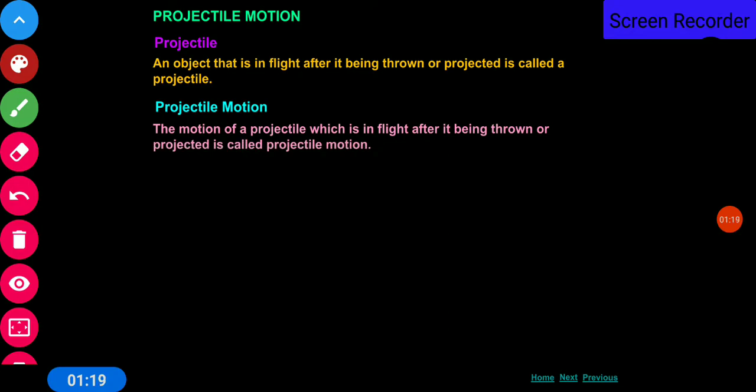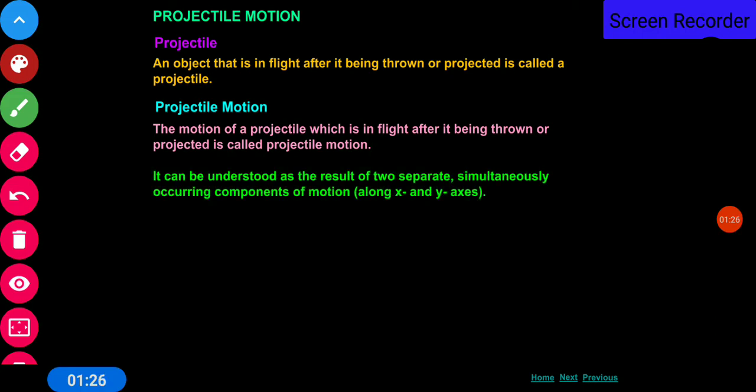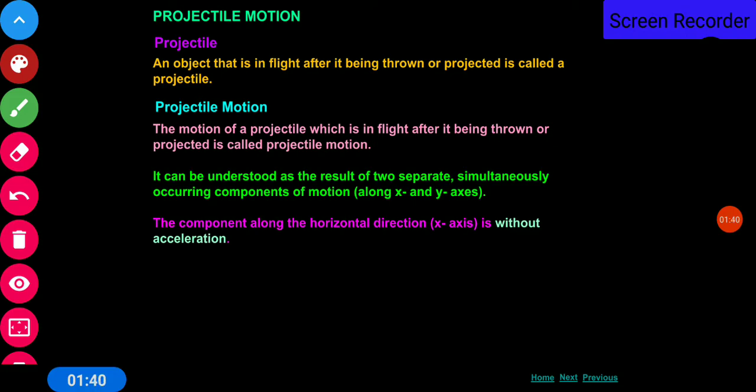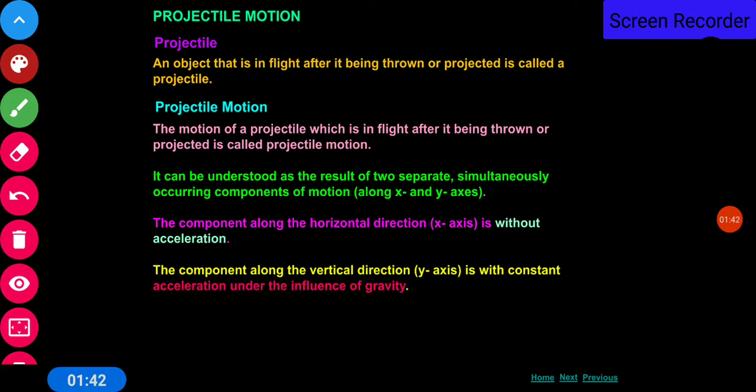So projectile motion: the motion of a projectile which is in flight after it being thrown or projected is called projectile motion. It can be understood as the result of two separate, simultaneously occurring components of motion along the x and y axis. The component along the horizontal direction, x-axis, is without acceleration, and the component along the vertical direction, y-axis, is with constant acceleration under the influence of gravity.